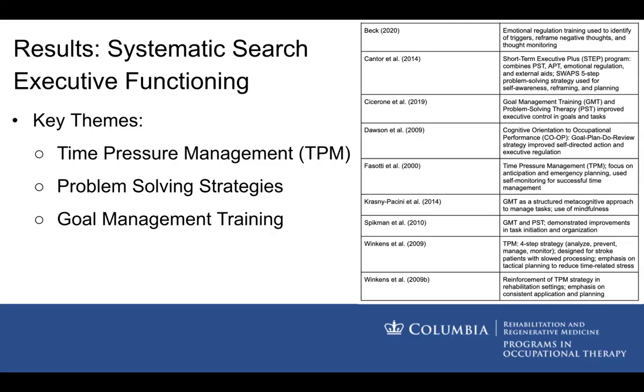Time pressure management was something novel to me, and it kept coming up in several studies. It basically helps processing speed and reaction time, leading to successful task performance. It's a four-step method to help individuals manage time pressures associated with a given task. They identify what can be completed prior to a task, how do you respond to unexpected and overwhelming changes, and developing an emergency plan, how you would respond in these situations.